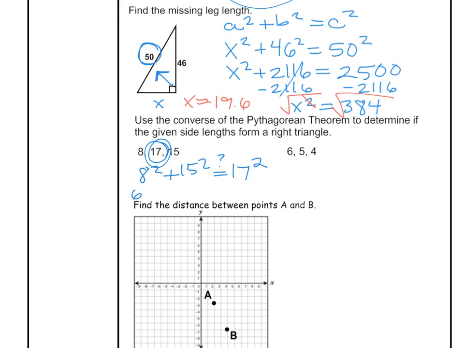Well, I know 8 squared is 64. I know 15 squared. I could do that in my calculator if I'm not sure. 15 times 15 is 225. And 17 squared, 17 times 17 is 289. Okay, well, 64 plus 225, if I'm not sure, I can do it in my calculator, but that gives me 289. So that means that I'm actually left with 289 is equal to 289, so we say, yes, it is a right triangle.